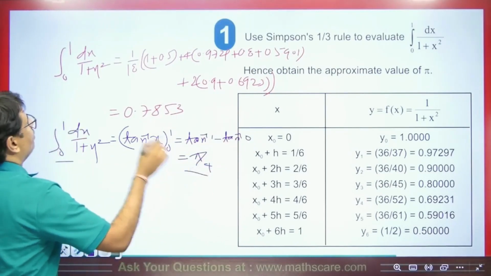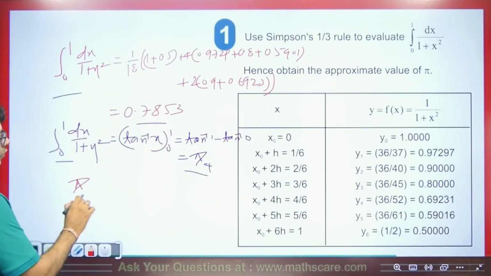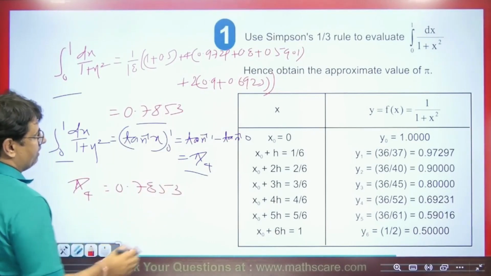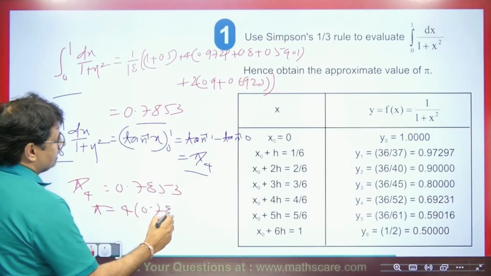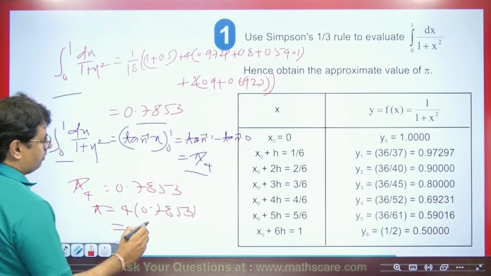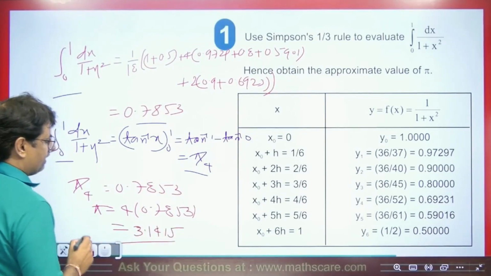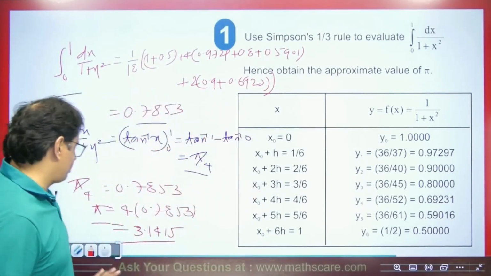So, look here, students, from here its value is pi by 4. And from here, the value is this. So, we will have pi by 4 equal to 0.7853. As a result, the value of pi will be 4 into 0.7853. We will multiply it by 4, then our answer will be 3.1415. This will be the approximate value of pi using this concept. We can easily solve it.